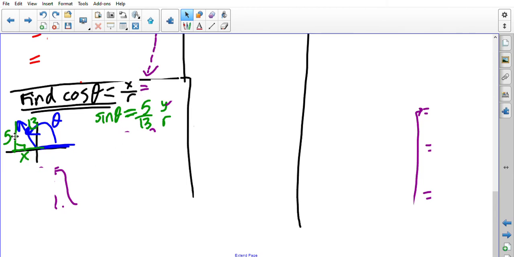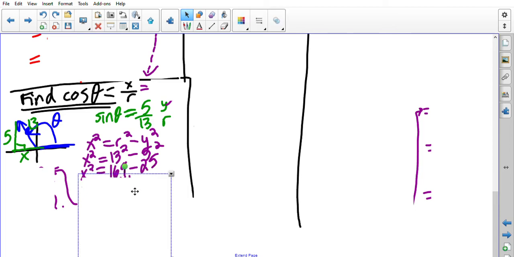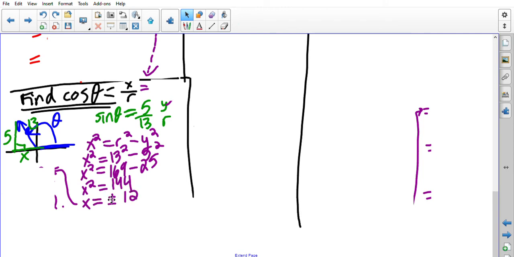So let's use the Pythagorean theorem to solve for x. x squared is equal to r squared minus y squared, because we're solving for one of the legs of the triangle, so it's always r squared minus the other leg squared. So 13 squared minus 5 squared, 169 minus 25. That gives us x squared equals 144. We take the square root of both sides, and that will give us x equals plus or minus 12. That's the proper mathematical answer.